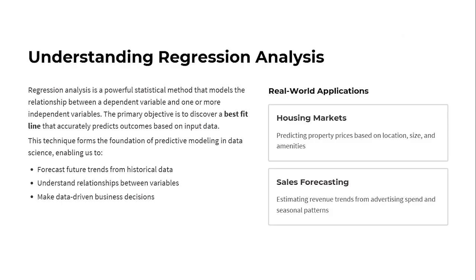Let's start with the basic regression analysis. It's a statistical technique that helps us model the relationship between a dependent variable and one or more independent variables. In simpler words, we try to draw a line called the best fit line that predicts outcomes based on our input data. Regression is basically a foundation for many data science models. It helps us forecast trends, understand variable relationships, and make business decisions.